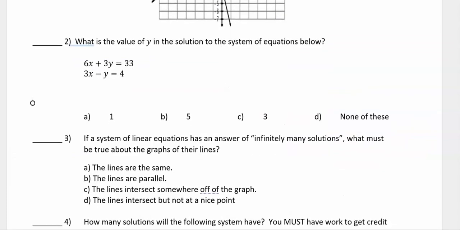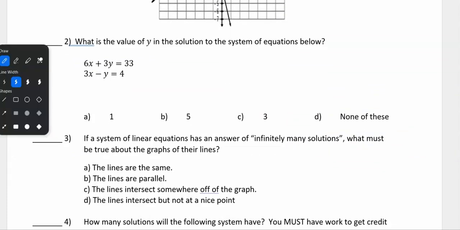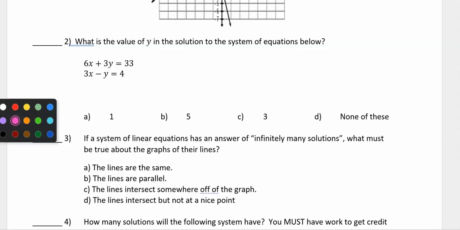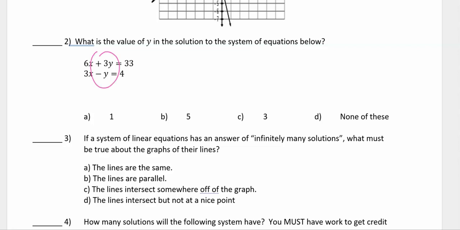Number 2 says, what is the value of just y in the solution to this system? So different method I'm going to use. I'm not going to go for graphing like number 1. I don't have a graph available to me. So I've got substitution or elimination. To me, this is a little bit better for elimination because I noticed that the y's right there, it's +3, -1. The signs are already positive, negative, that's what I need. So if I can just make this bottom term turn into a -3, I'm going to be able to start elimination.